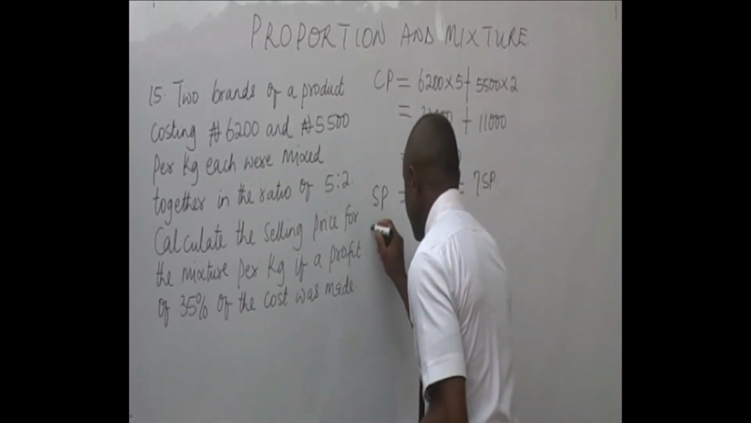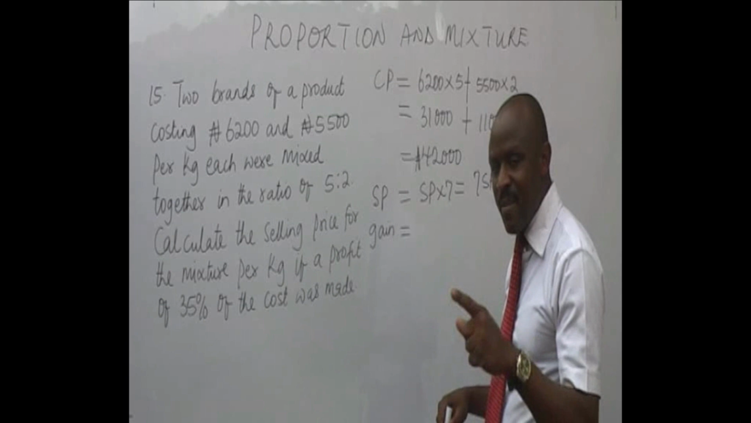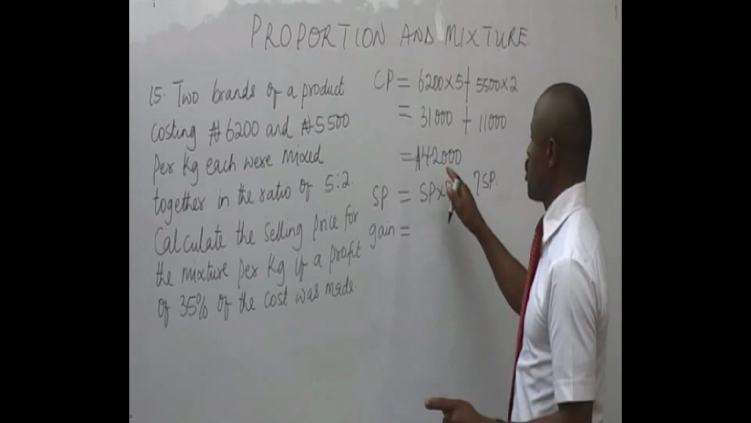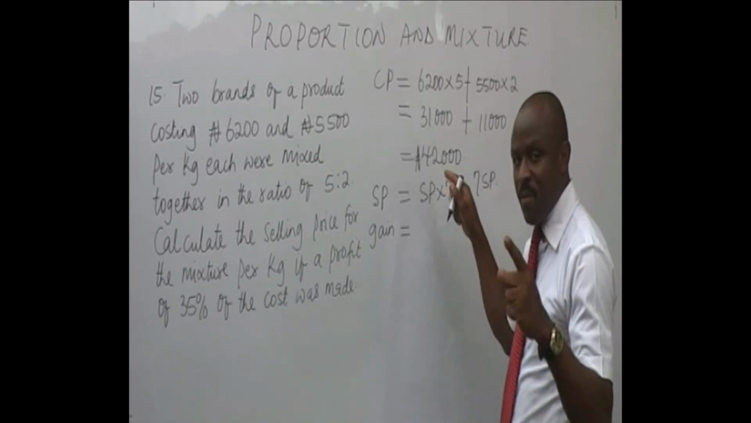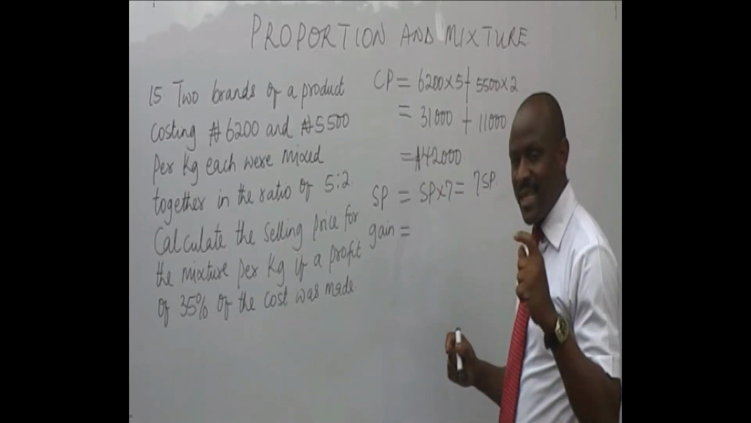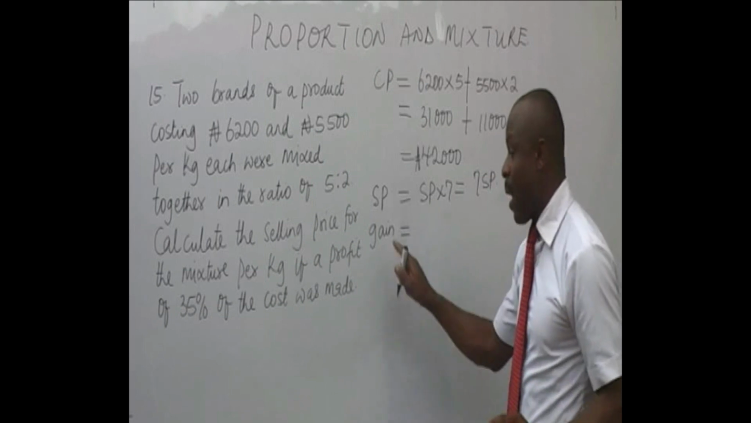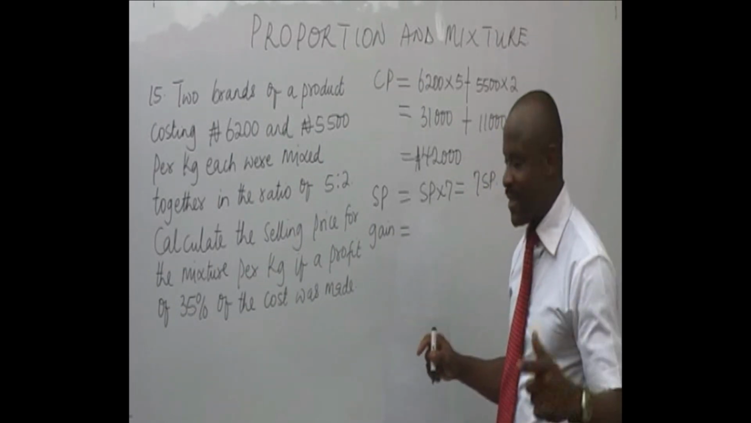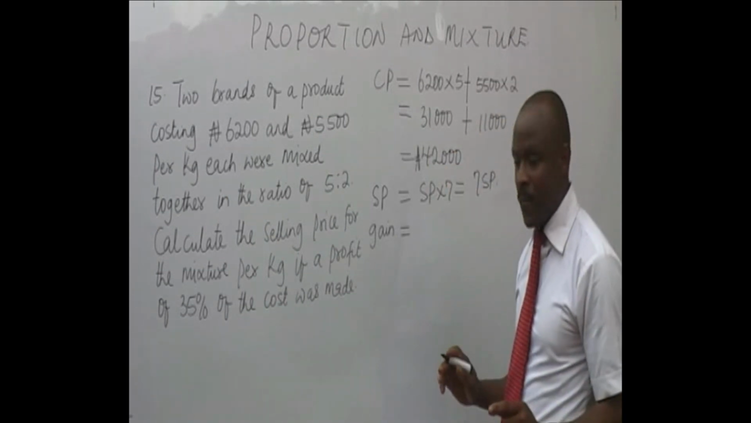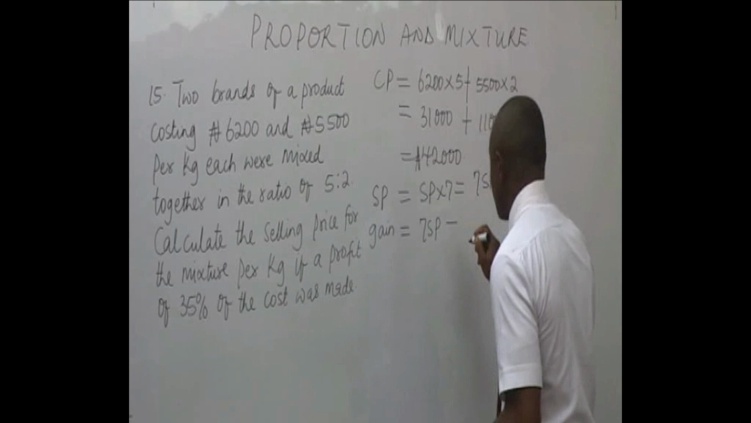Now our gain is going to be whatever the selling price per kilo is minus the cost price. Selling price minus the cost price divided by the cost price times 100 over 1 is going to give us our gain percent. Our gain is selling price minus cost price. That means our gain is 7 SP minus CP.